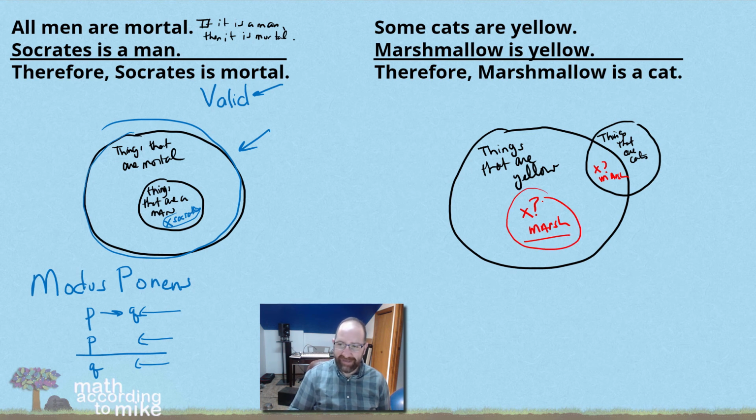That's what this guy says. If this were not here, and we only had this one, where Marsh is a yellow cat, we're good to go. But because we're not sure, we would say that this argument is invalid. Do not assume that arguments that have the word all are valid, and arguments that have the word some are invalid. That would be an unsafe conclusion.